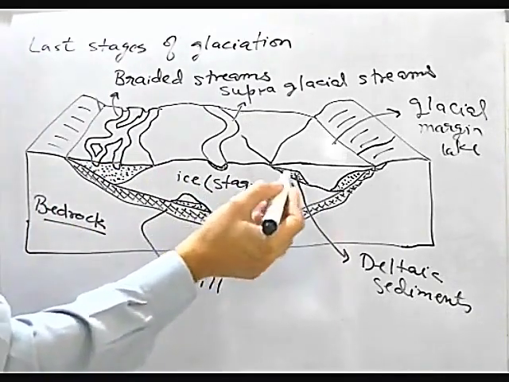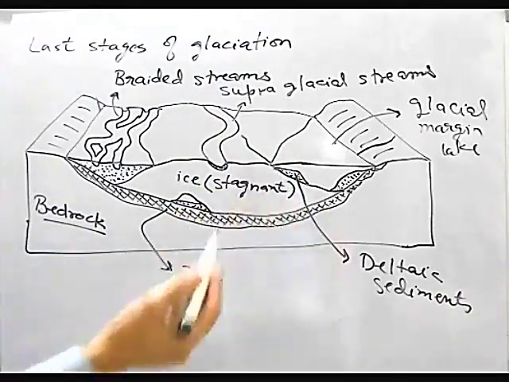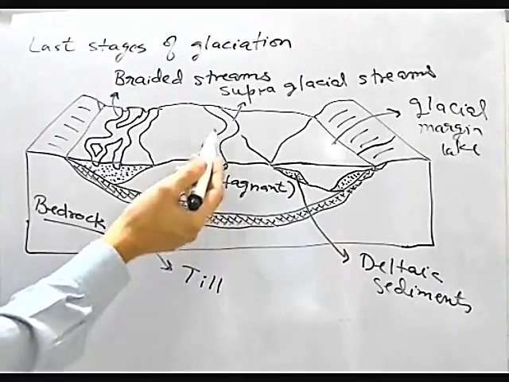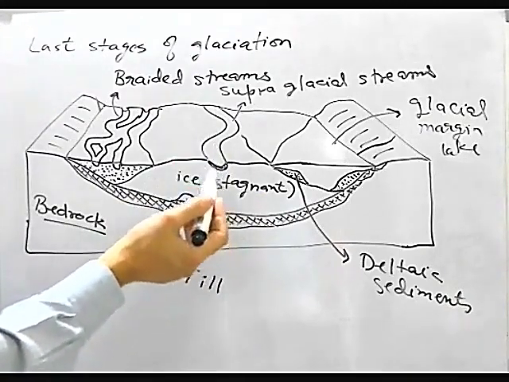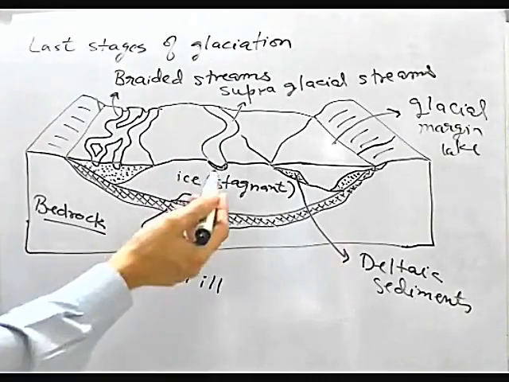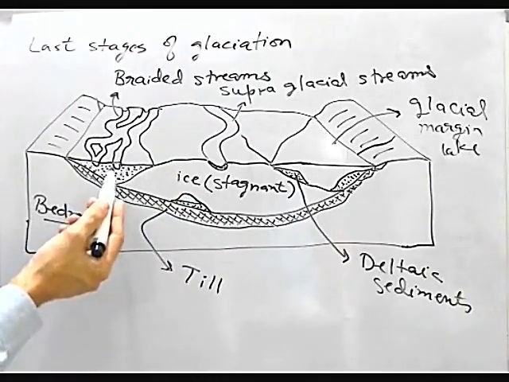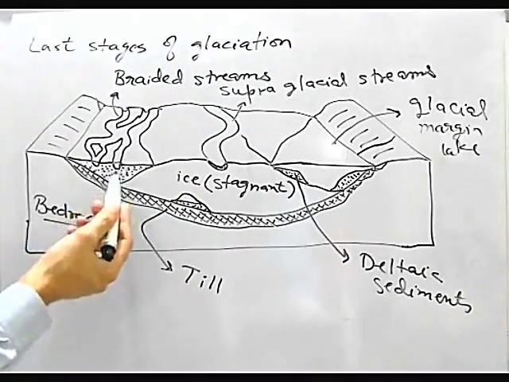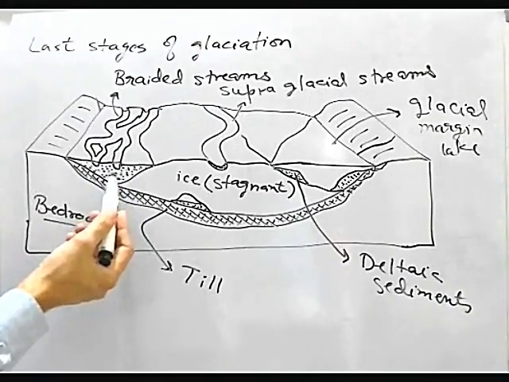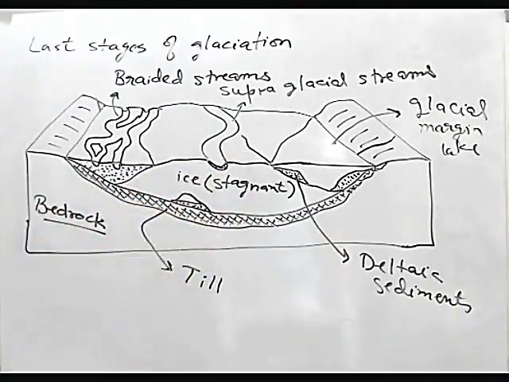Deltaic sediments, because they are fan shaped, will produce fan shaped kames, and the sediments present under the supraglacial streams will lead to the formation of isolated kames, and the sediments present on the side of the stagnant ice, deposited by the braided stream network, will lead to the formation of kame terraces. So here we can see a basic difference between eskers and kames.